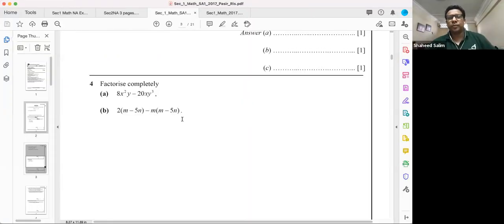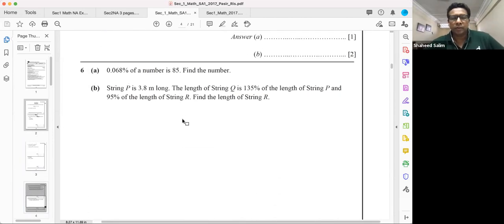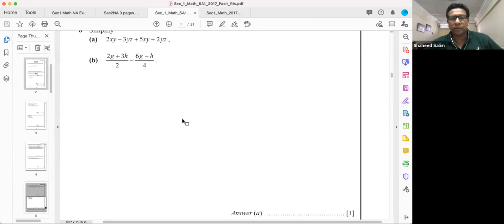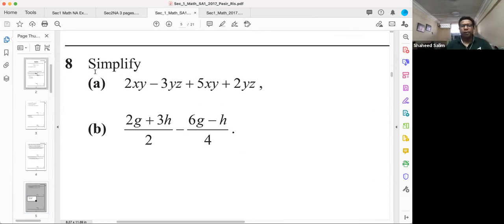So yeah, let me just clear the screen. So you're quite all right, huh? Okay, can we try this? Simplify means make it have fewer terms. Combine wherever you can.